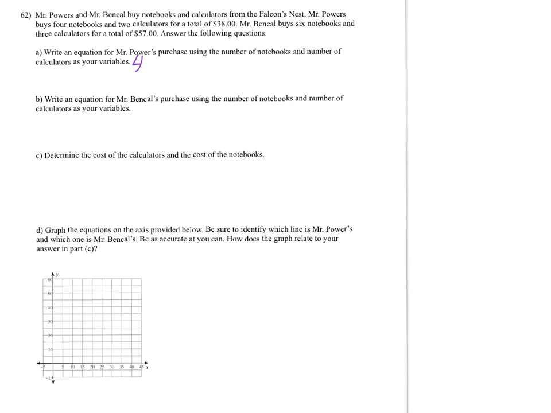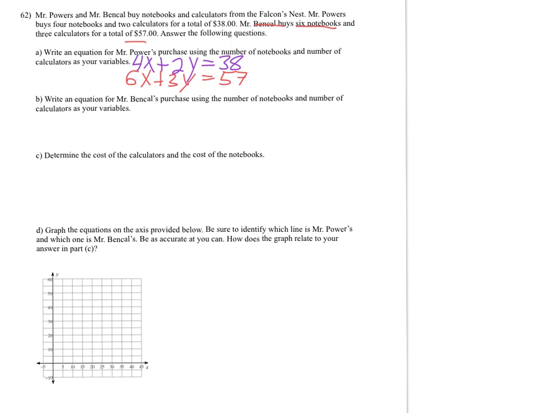So that'd be 4 notebooks. I'll just use X for notebooks, plus 2 calculators. I'll just use Y for calculators. Equals 38. Mr. Bankell buys 6 notebooks and 3 calculators for 57. 6 notebooks plus 3 calculators is equal to 57. All right. Write an equation for Mr. Powers' purchase using the number of notebooks and the number of calculators as your variables.